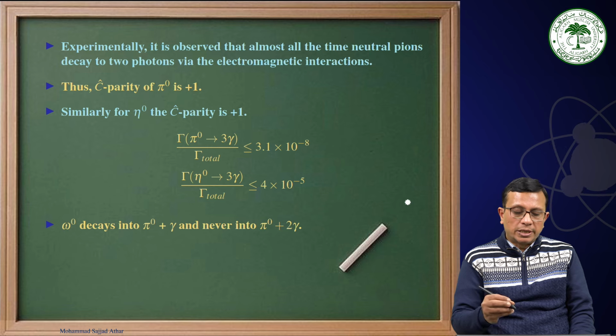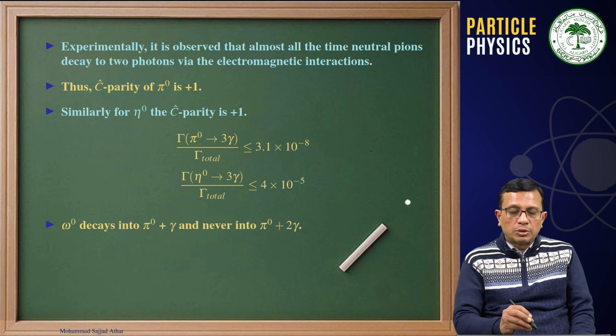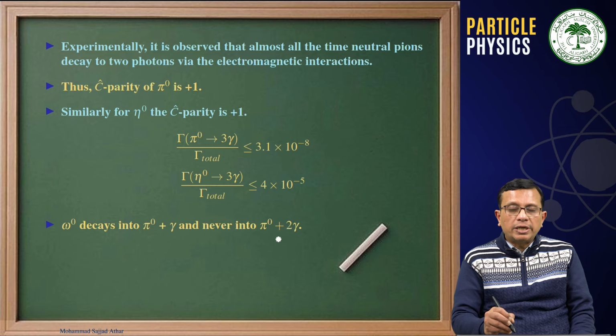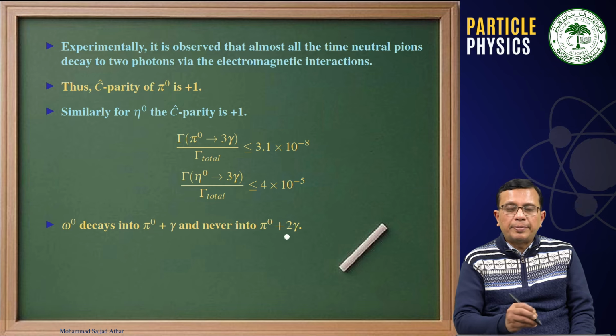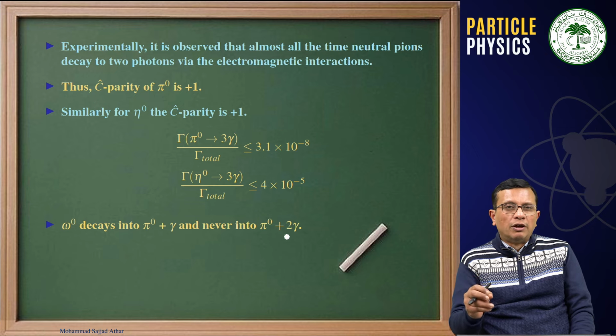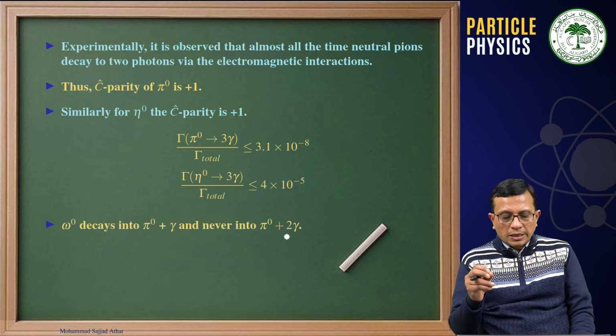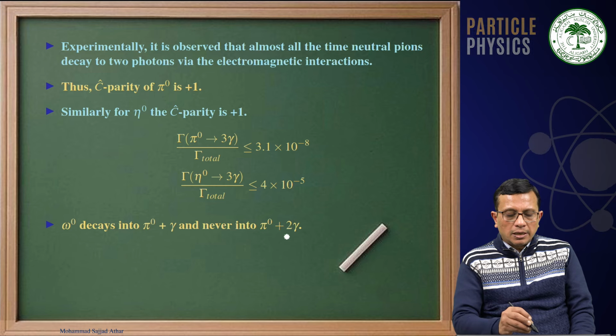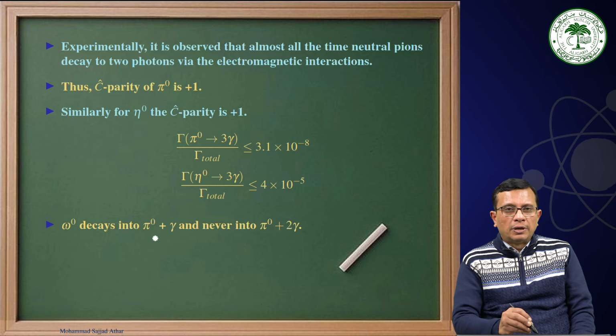This is also the reason for omega 0 to decay into a pi 0 and a photon and not decaying into pi 0 and 2 photons. Again, I'm taking an example of electromagnetic interaction because we have photons in the final state, and as we have seen, the C parity of pi 0 is even, and the photon is odd.